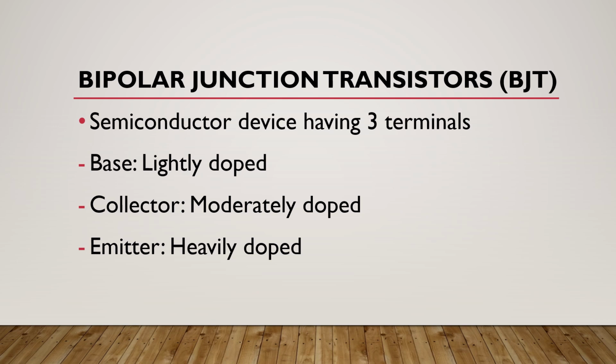Now here, the "bi" in this name indicates this transistor has two types of charge carriers. First is holes and second is electrons.